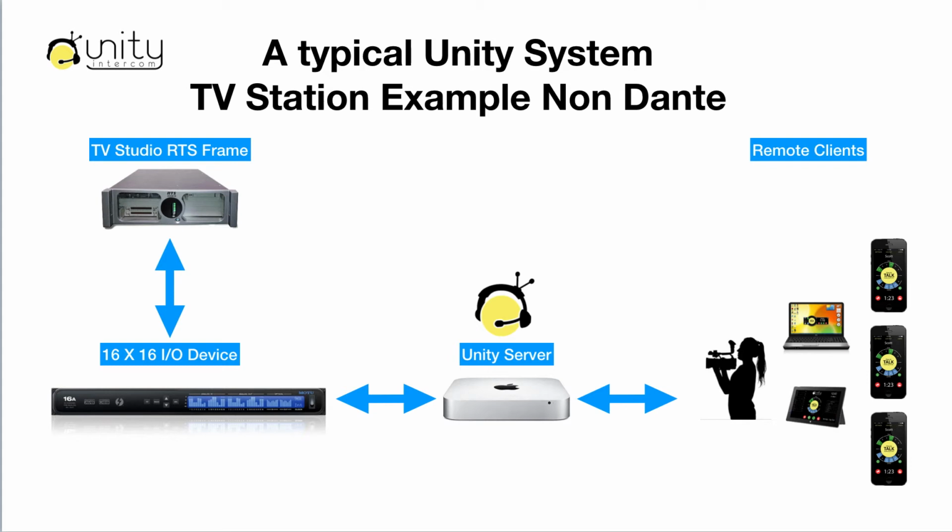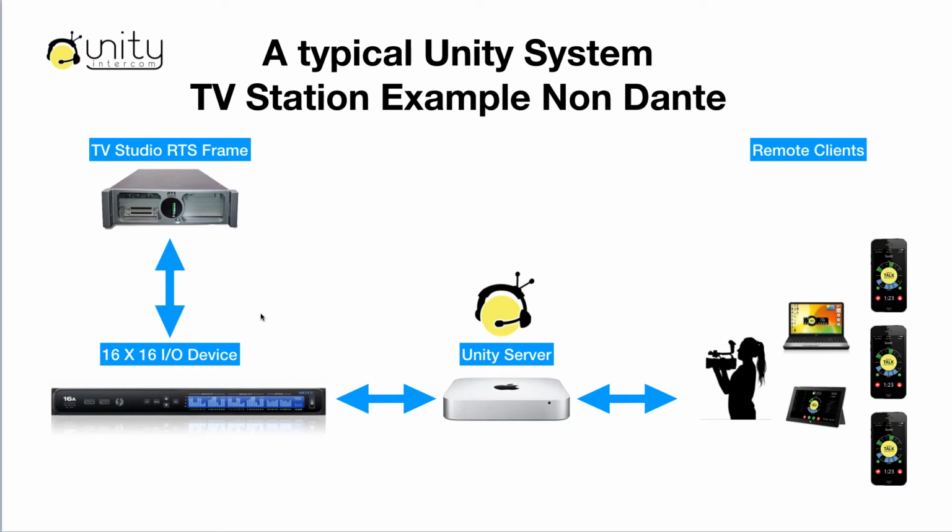Yeah, this is TV station, and it is a non-Dante TV station. What I mean by that is this particular RTS Atom, this is the Atom M frame. This is not going to have an Omnio card. An Omnio card is going to use Dante, and we can interface with Dante without needing an I/O device.